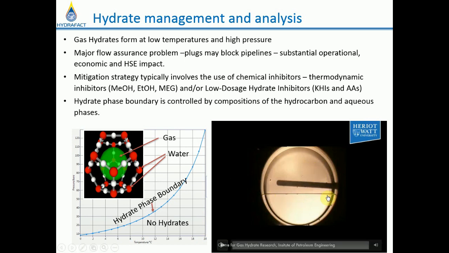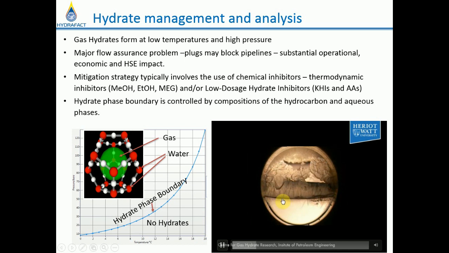This setup here is sort of simulating a cross-section of a pipeline. Here, the water-gas interface is clearly visible. This is the temperature probe within the setup. There is obviously a thin layer of water on the glass surface. Now, you can see hydrate formation in this setup. As you can see, hydrate starts from the gas-water interface and then spreads around.